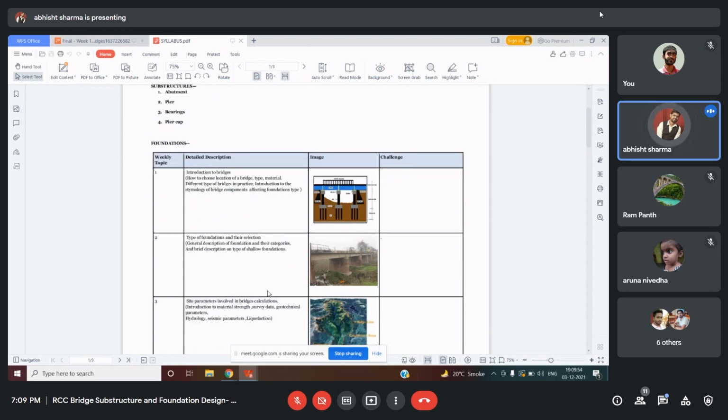Then we will talk about types of foundations and their selection. Basically, if you have a little bit of an idea of civil engineering, you already know that there are generally shallow foundations and deep foundations.